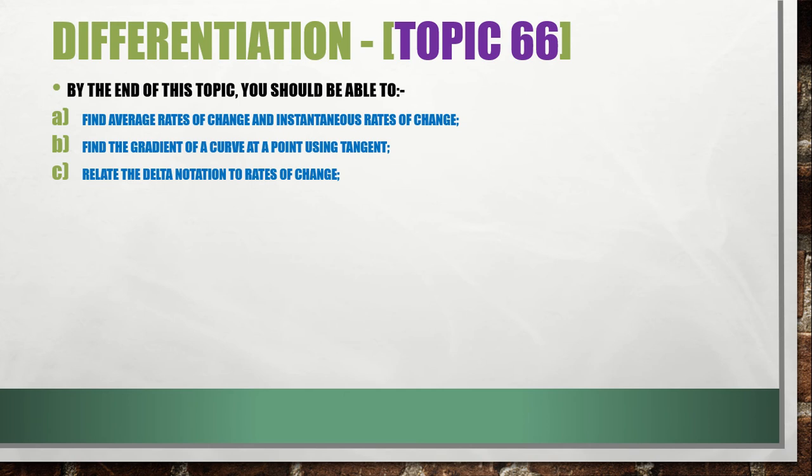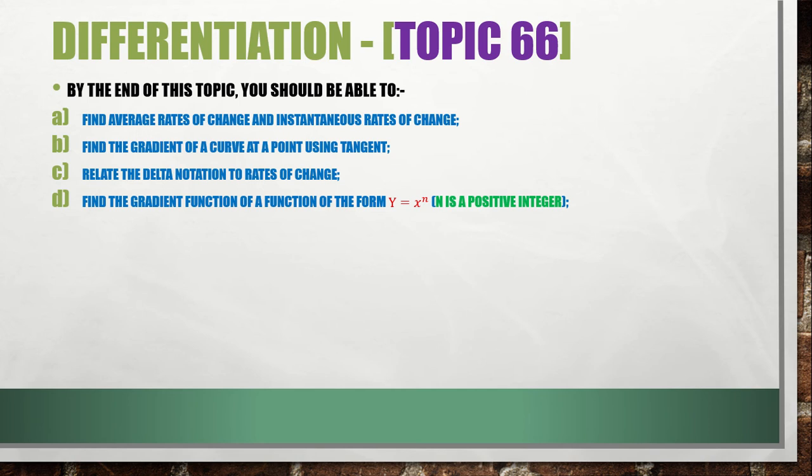Relate the delta notation to rates of change. This one is very common, whereby by calculating for rates of change, you know it's dy over dx, and you can relate all that to be able to calculate for rates of change. Believe you know how to be able to do that. Find the gradient of a function of the form y equals x to the power n, whereby n is a positive integer. Now this is what we are going to tackle in this particular tutorial.